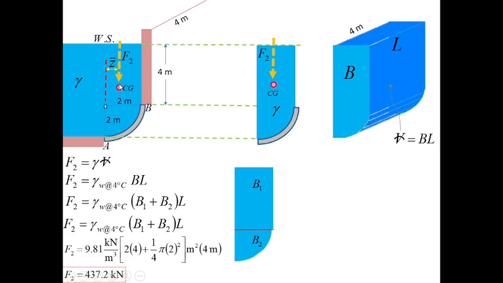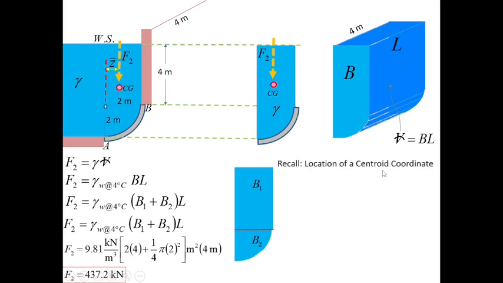Next, let's find the location for F2. Our concern now is Z bar, the horizontal distance from A to the center of gravity. To locate it, we need to find Z bar.